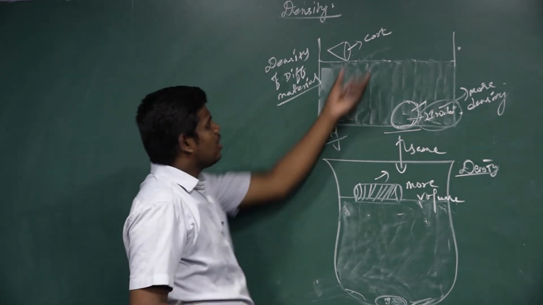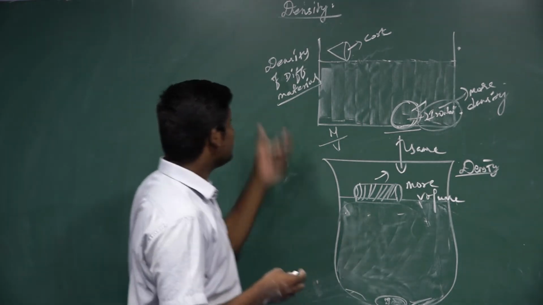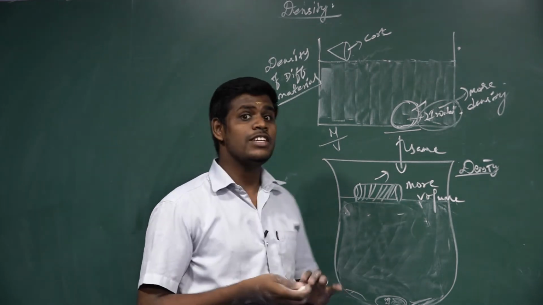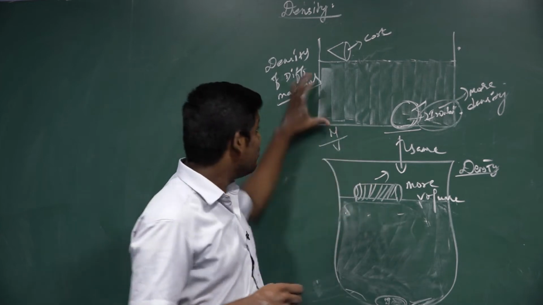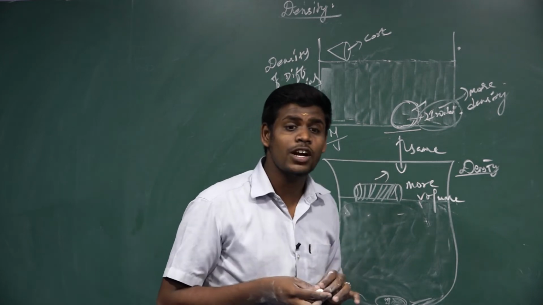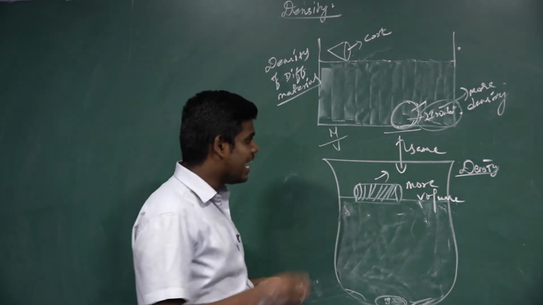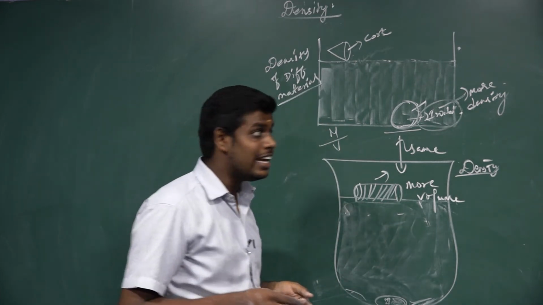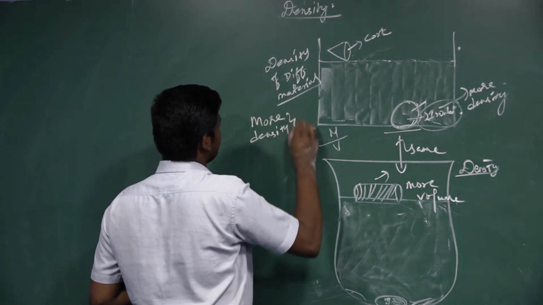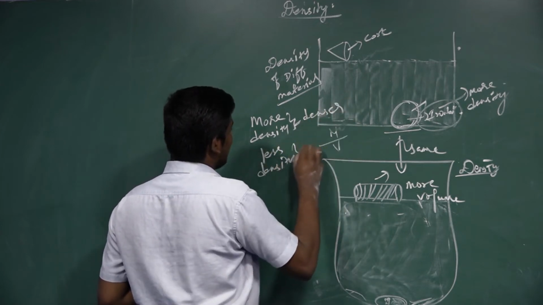So here taking cork and iron valves means they have a different density. Listen first, different materials have different density. The materials which have more density are called denser. More density materials are called denser. And materials which are lighter are called rarer. More density means denser, and less density means rarer.